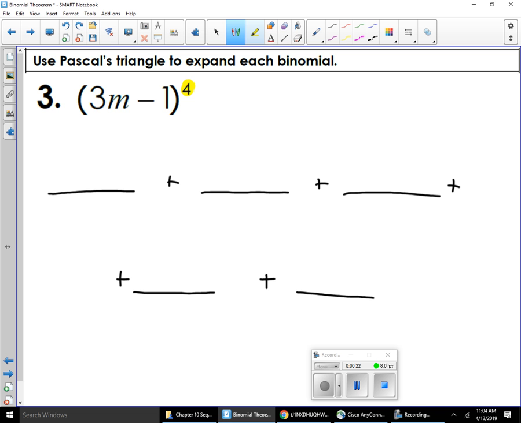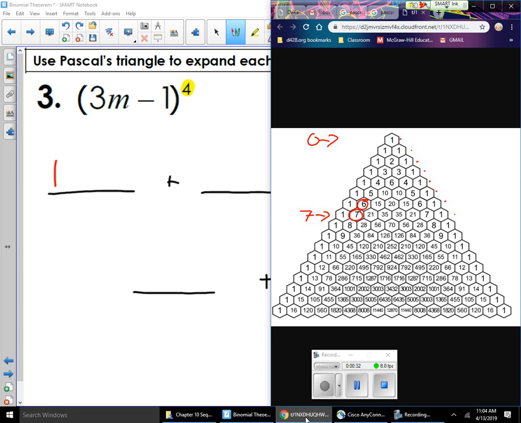Pascal's triangle can get us the coefficients. Remember, Pascal's triangle starts and ends with a 1. And then to get the rest of those, you can go ahead and just Google Pascal's triangle or look back on your notes, because the 4th row is in our notes. And we will want this one right here: 1, 4, 6, 4, 1.